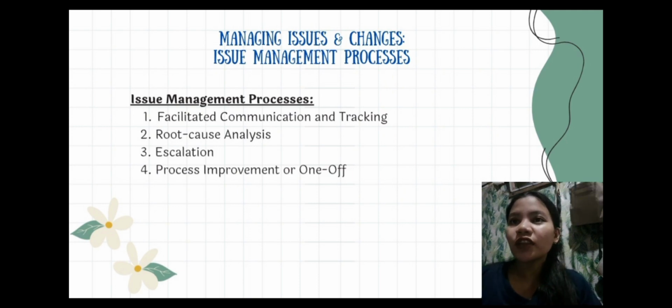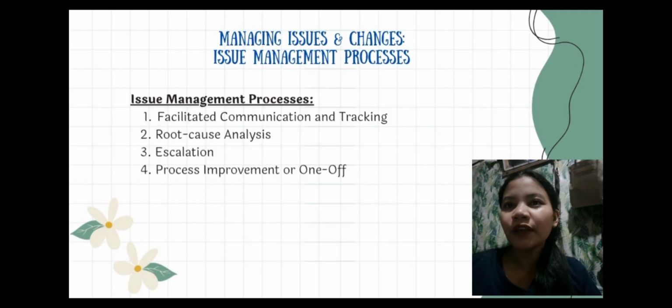In facilitated communication and tracking, ensuring clear lines of communication and a system to track issues from identification to resolution. Number 2 is root cause analysis, identifying the fundamental cause of an issue to prevent recurrence. Number 3, escalation, elevating an issue to a higher level of authority or expertise when necessary. Number 4, process improvement or one-off, deciding whether to implement a systematic change to prevent future issues or address the situation as a unique, isolated incident.